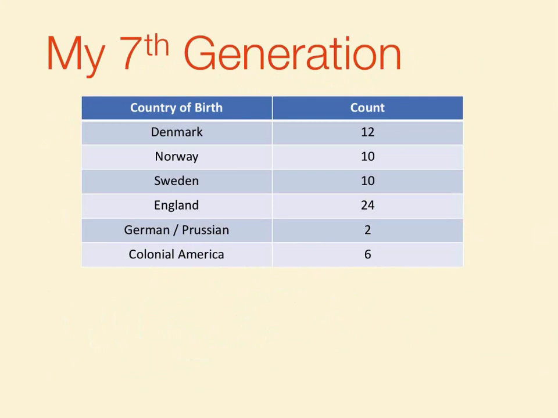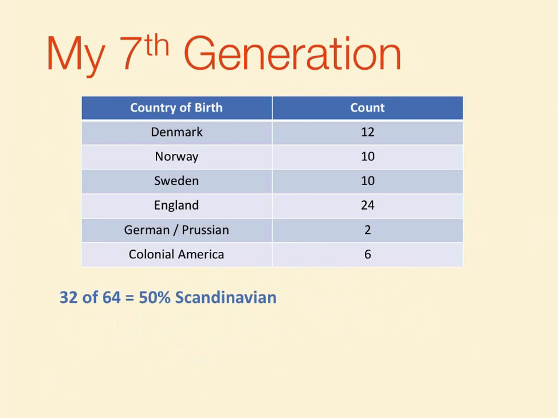So I want to show you several examples of what these ethnicity estimates look like. And before we do that, I want to show you what a perfect result for me would look like, something that would match what my tree would say. So if I go out to my 7th generation in my tree, in my GEDCOM file, or my tree in Legacy, my tree on MyHeritage, here's what I would see at my 7th generation. I have 64 direct ancestors at that level. 12 of them come from Denmark, 10 from Norway, 10 from Sweden, 24 from England, 6 from Germany or Prussia, and 6 from colonial America.